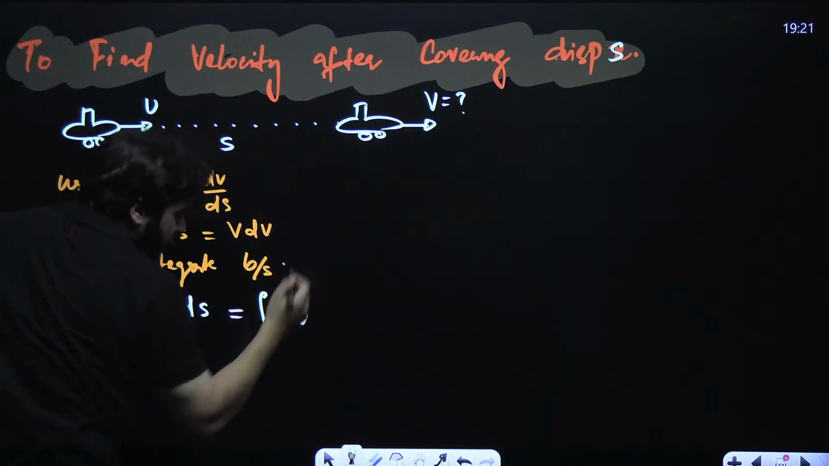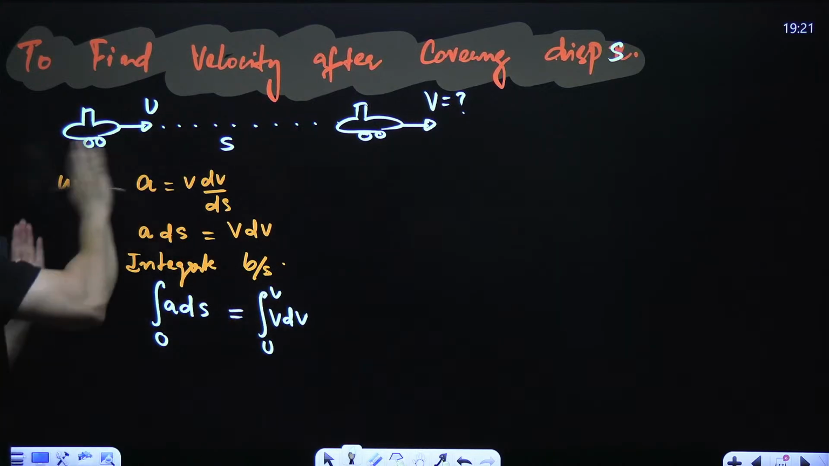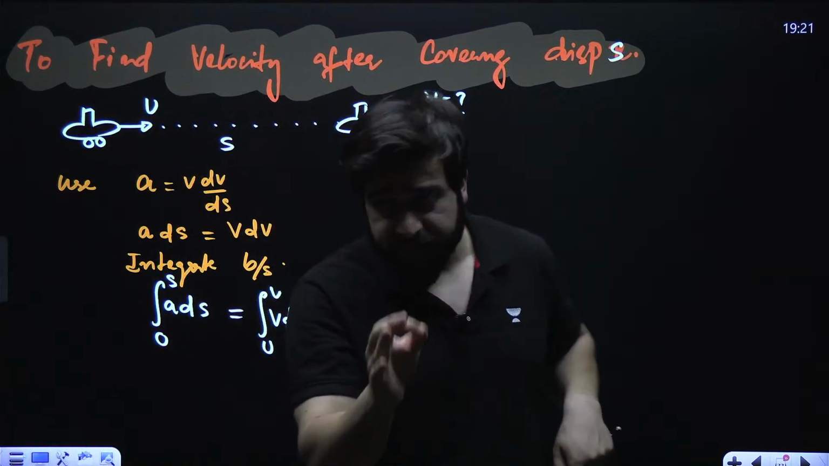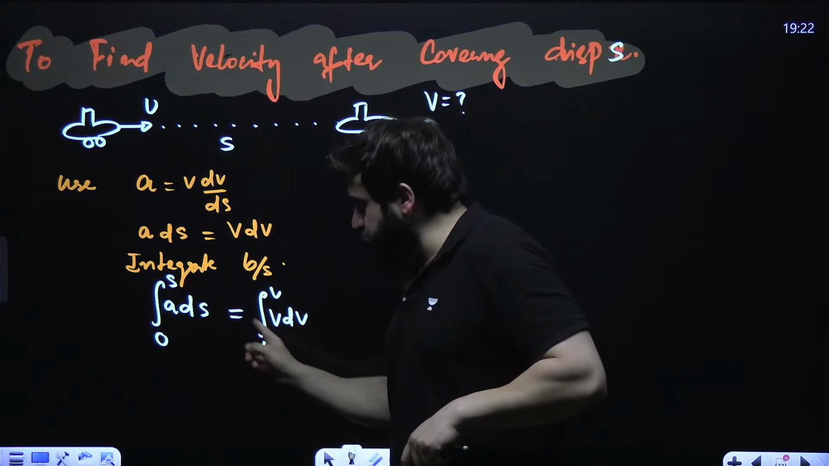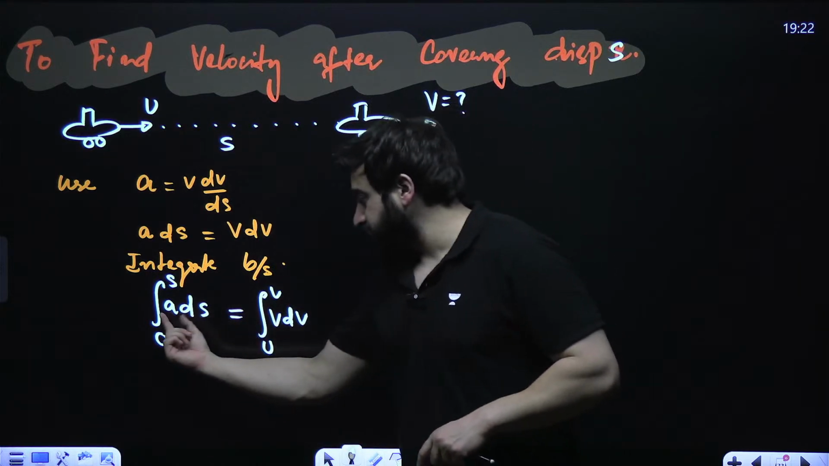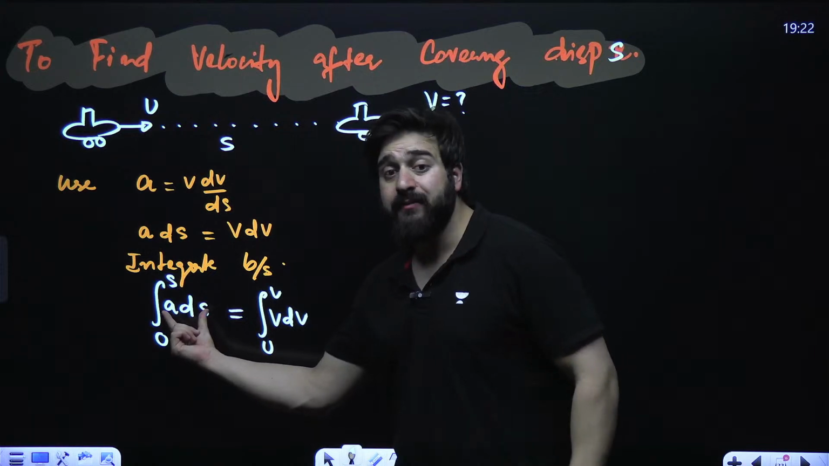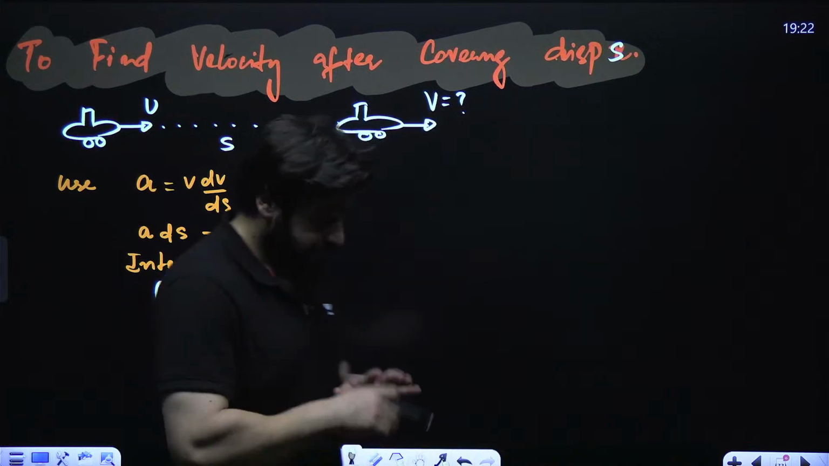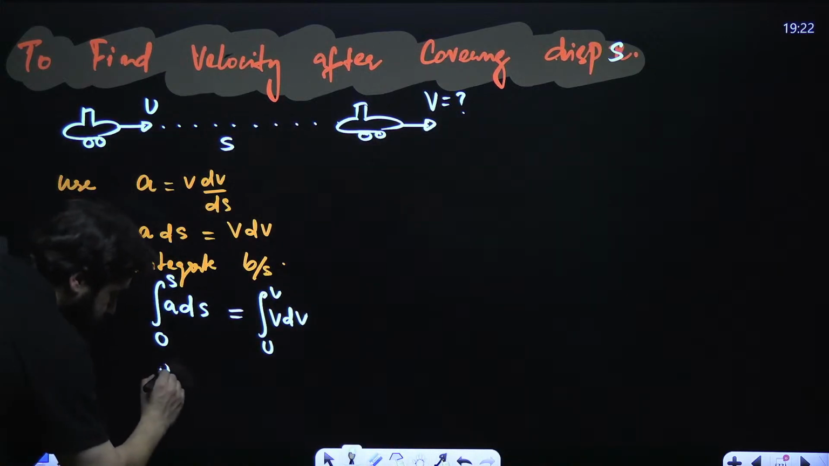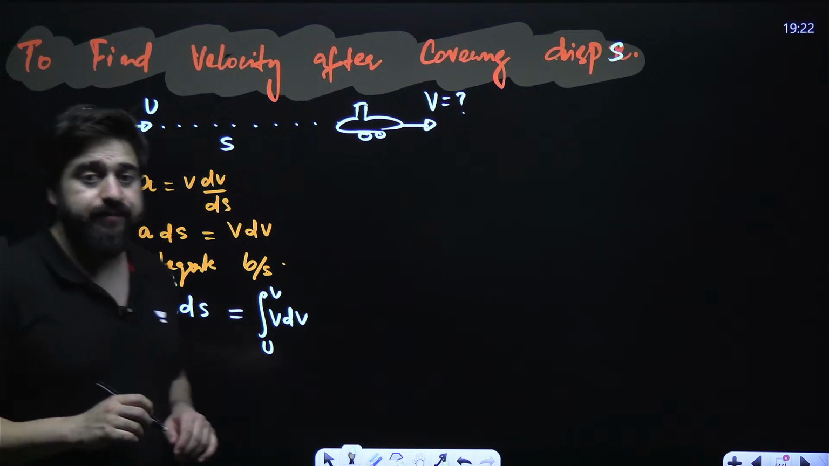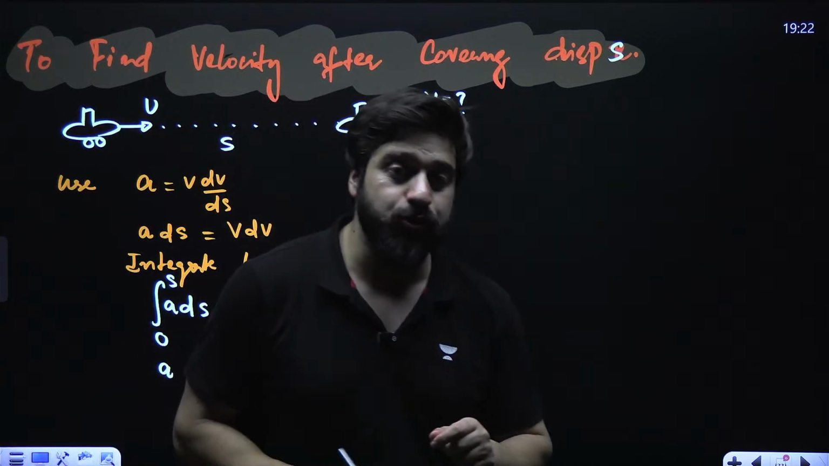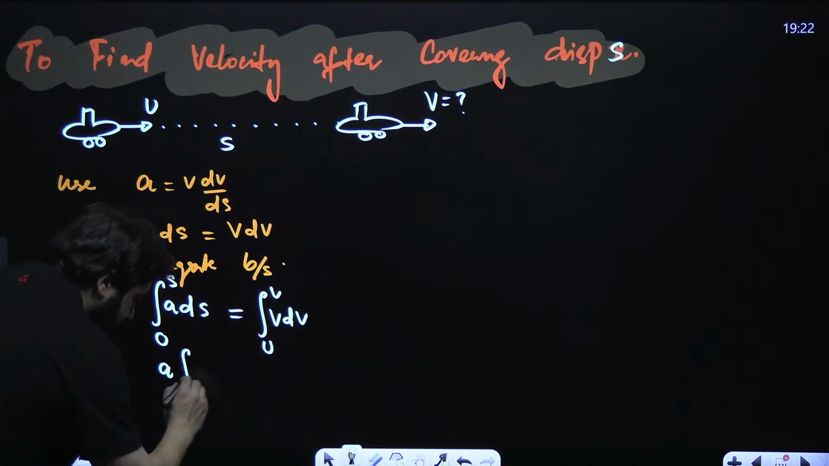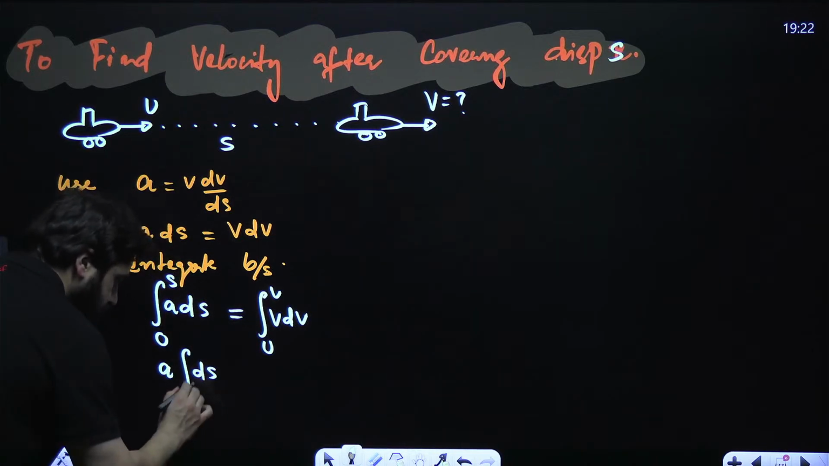What is the final velocity? That is V. What is the final displacement, sir? That is S. When initial velocity is u, displacement is 0. Here it is integration A ds. Here you have to put the limits in terms of displacement from 0 to S, and from u to V. Now guys, take this A out. Why, sir? Because A is constant. This is the case when acceleration is constant. I can write over here A, ds from 0 to S.